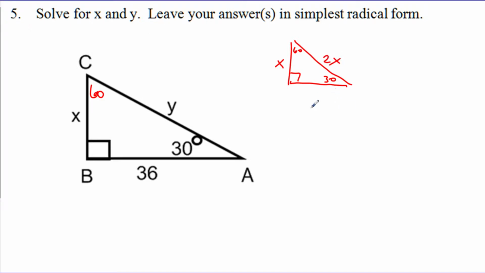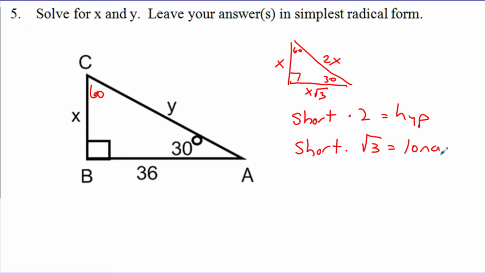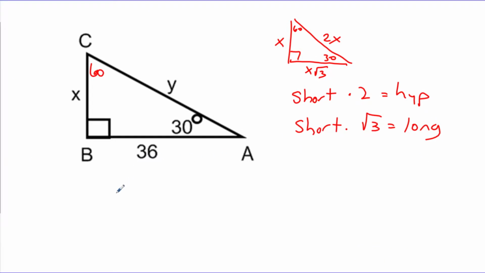Another way to write that: short leg times 2 is equal to hypotenuse. Then I can say if I take the short leg and multiply it by the square root of 3, I get the longer leg, which is across from the 60. So short times the square root of 3 is equal to the long leg. Now we look at our triangle, and it looks like they gave us the long leg. So I'll use the second rule: x, which represents the short leg, times the square root of 3 should be equal to the long leg, which they told us was 36.